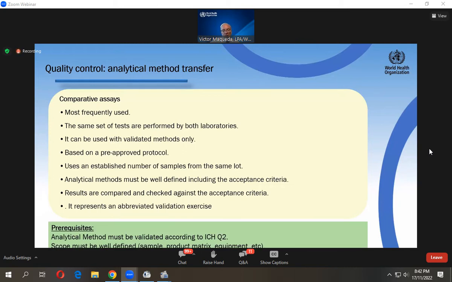Prerequisites, of course: the analytical method must be validated according to ICH Q2. The scope must be well-defined. Samples, product matrix, equipment. Remember that the product matrix refers, for example, to the fact that a product has the active ingredient and has excipients, right? So when we talk about product matrix, we're talking about all these excipients, or, especially in the case of vaccines, stabilizers and adjuvants, all these compounds associated with the active ingredient. That is what defines the product matrix.